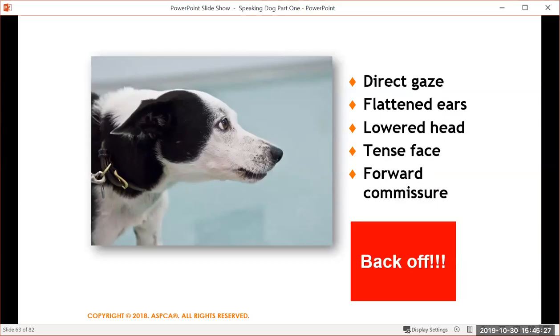So here you can see her eyes are gazing directly at something, ears are flat, head is a little bit lowered, face is clearly tense, the muscular is tense, and that commissure is forward. That's a threat. If you could hear her, she's very likely growling.